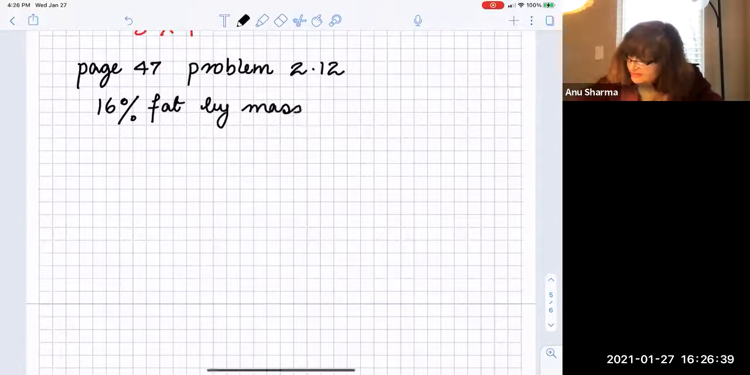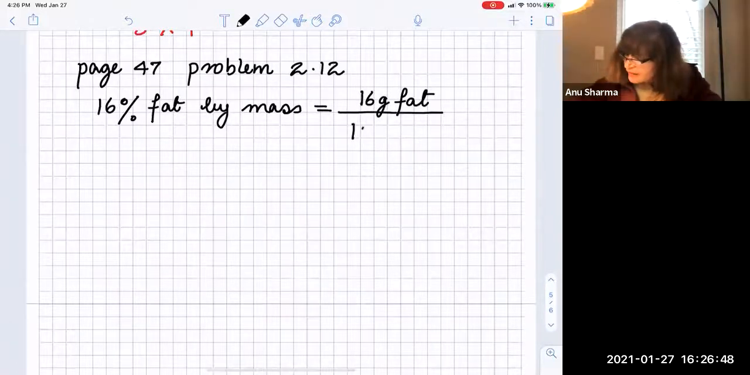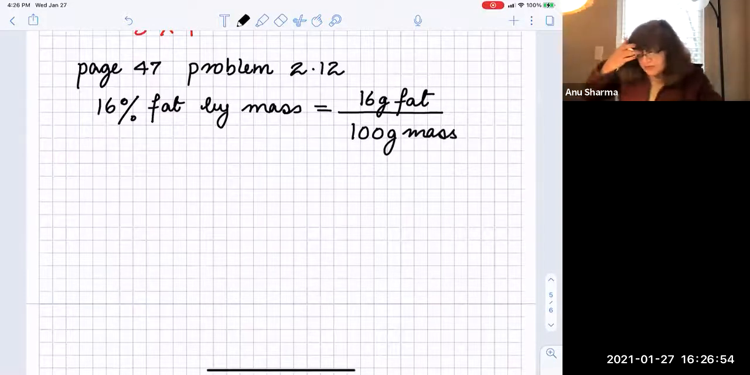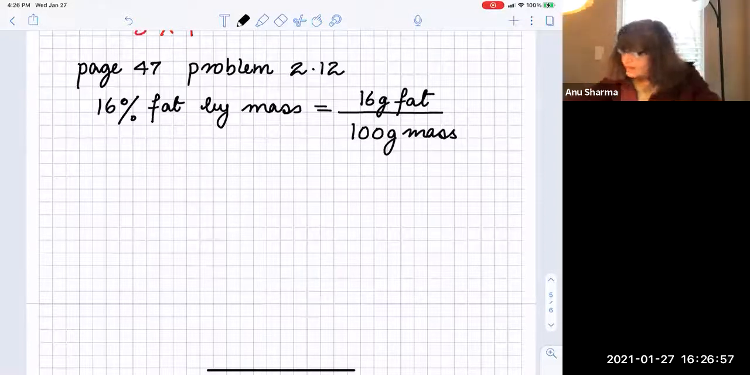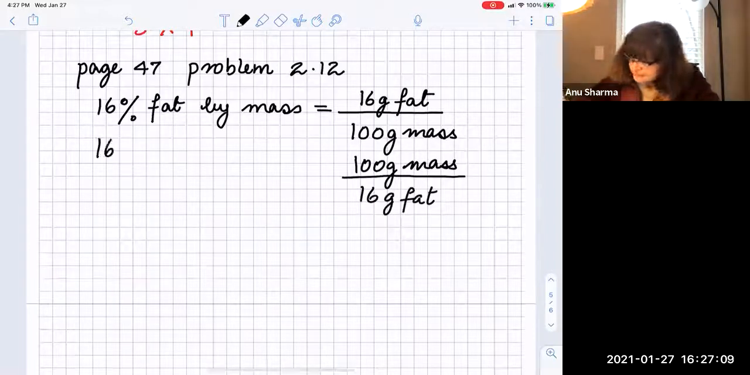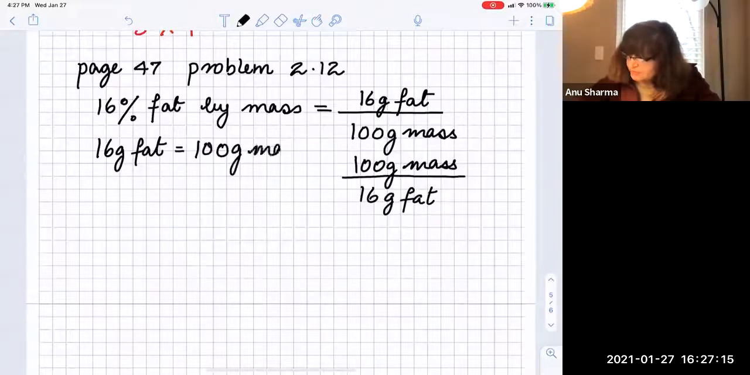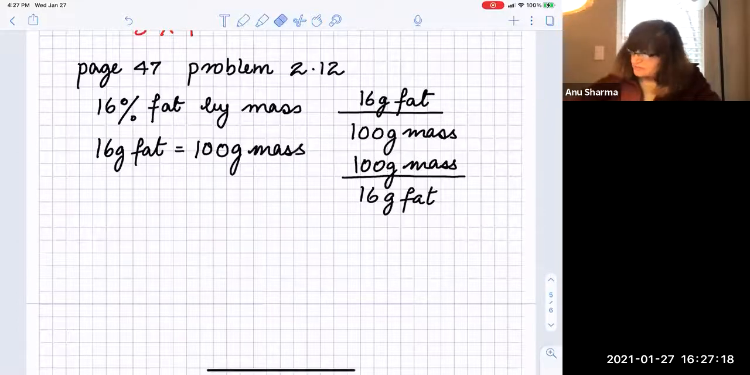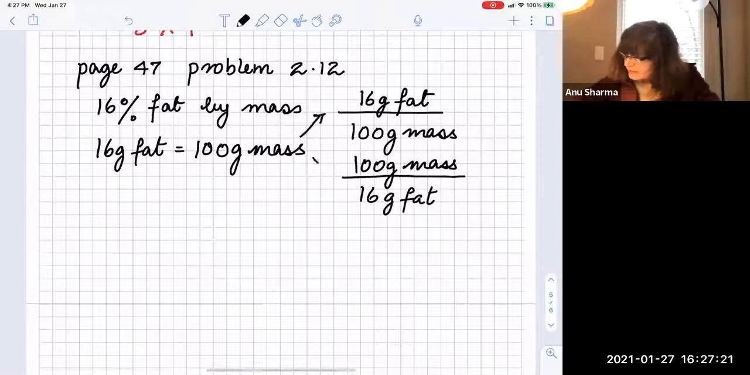So just break this up right here before even reading any further. This means 16 grams of fat is present in 100 grams of the total mass of the body. The other conversion factor is 100 grams mass, the total weight of the body, divided by 16 grams fat. So 16 grams fat is equal to 100 grams mass, and these are the 2 conversion factors.